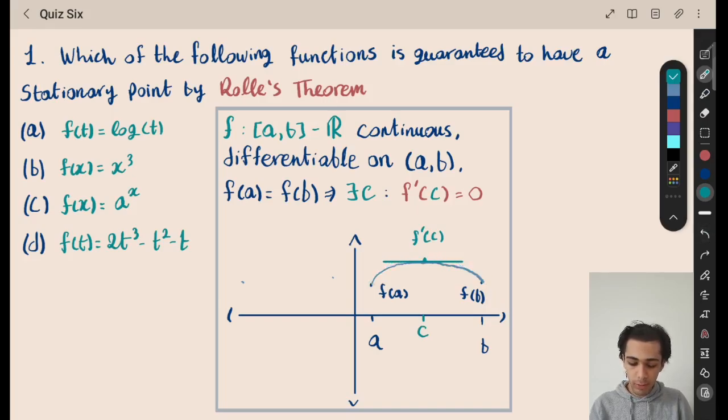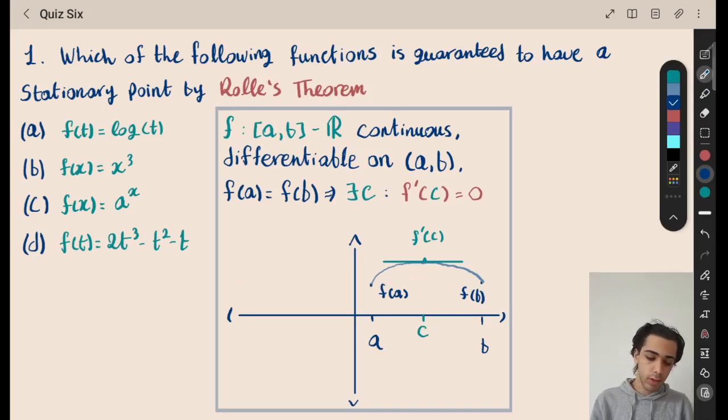And there's of course the example of the constant function, so you could just draw a function that's constant that connects the 2 points. Then there is more than one c at which the derivative is 0. It's actually all points in the interval. So that's some good intuition about the problem. The key property here is that we need to have f(a) equal to f(b). So perhaps that's something we need to inspect.